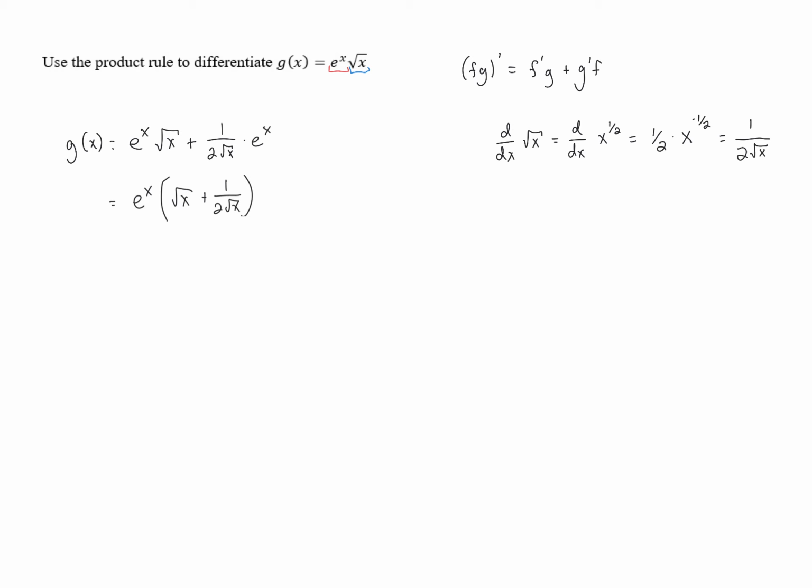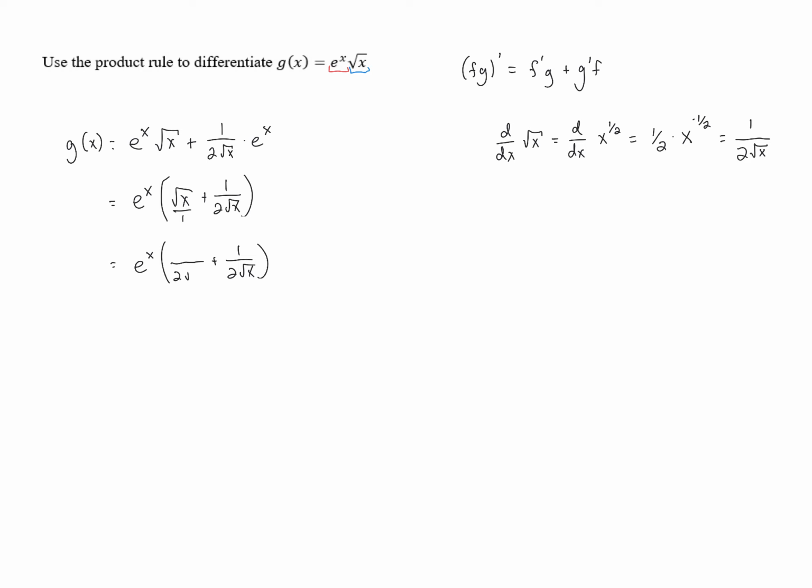Now, we could leave it like this, but we actually can combine these two fractions. We can get a common denominator. The common denominator is 2 root x. So I'm going to keep that e to the x out front, and I'm going to keep this 1 over 2 root x here. But then this, if we want a common denominator, we need to basically take this and put it over 1, and we need to multiply the top and bottom by 2 root x.